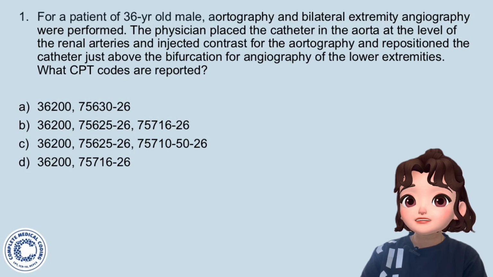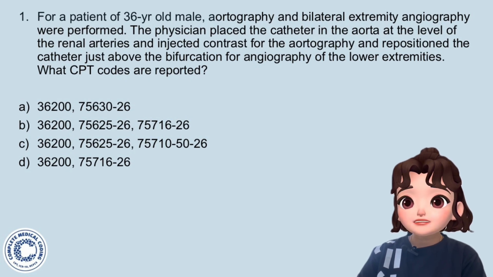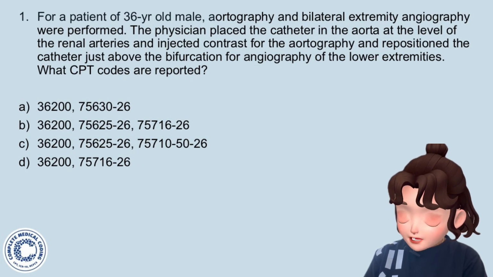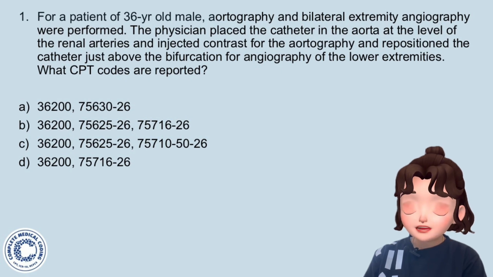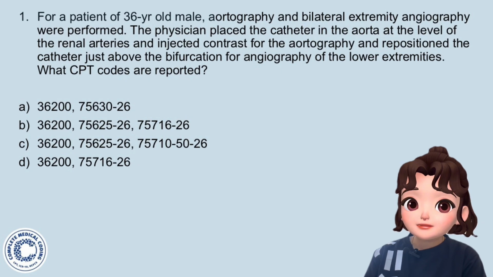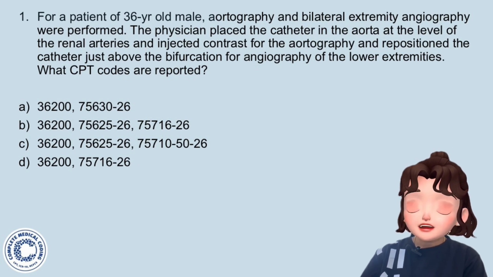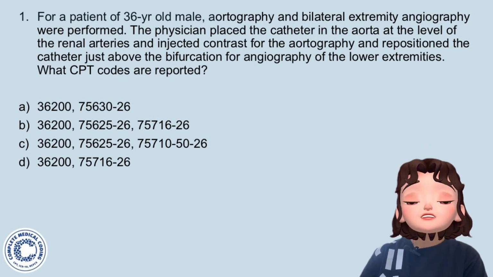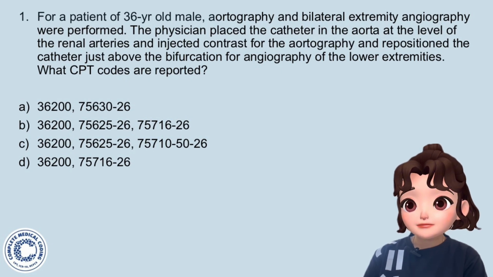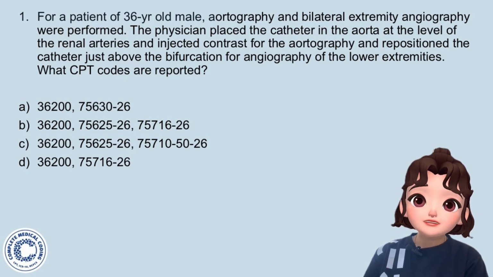What is the next code in option B? 75625 and 75716. What is 75625? Aortography, abdominal by serialography, radiological supervision and interpretation. Yes, aortography of the abdomen only we need. We don't have that other combined code as mentioned in 75630. So 75625 code is correct. Abdominal aortography. Okay.